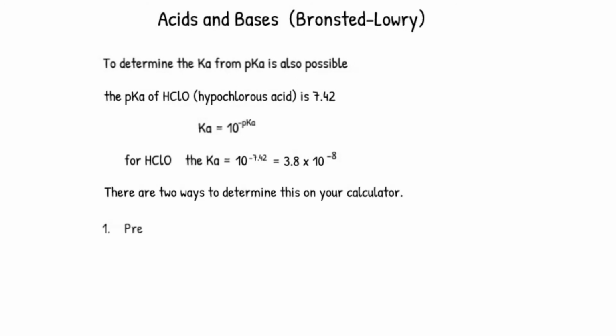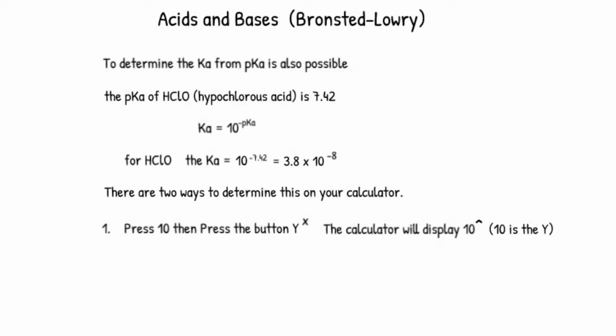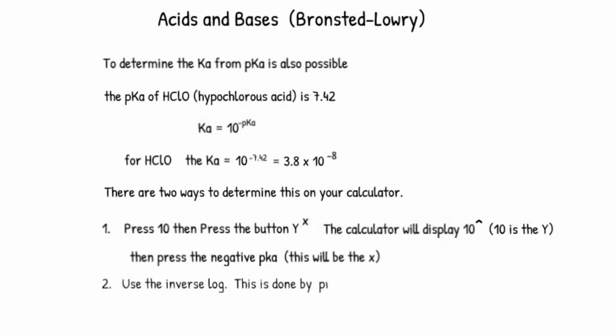The first way, press 10, then press the button Y to the X. The calculator will display 10 to a power. This 10 is the Y. Then press the negative pKa. This will be the X. The second way is to use the inverse log. This is done by pressing the second F or shift on other calculators, then log. The calculator will display 10 to the power.